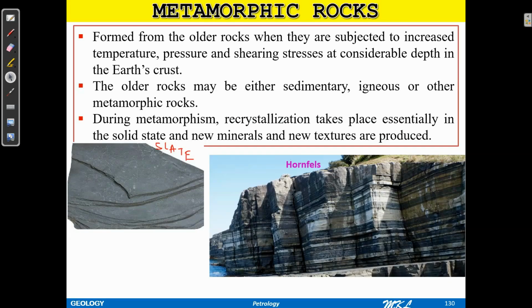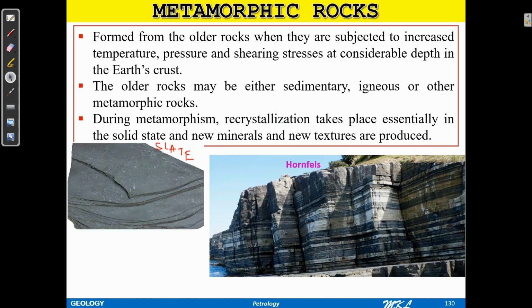Now for the metamorphic rock, how are metamorphic rocks formed? Metamorphic rocks are formed from older rocks when they are subjected to increased temperature, pressure and shearing stresses at considerable depth in the earth's crust. The older rock may be either sedimentary, igneous, uncompacted metamorphic rock, or low grade metamorphic rock.